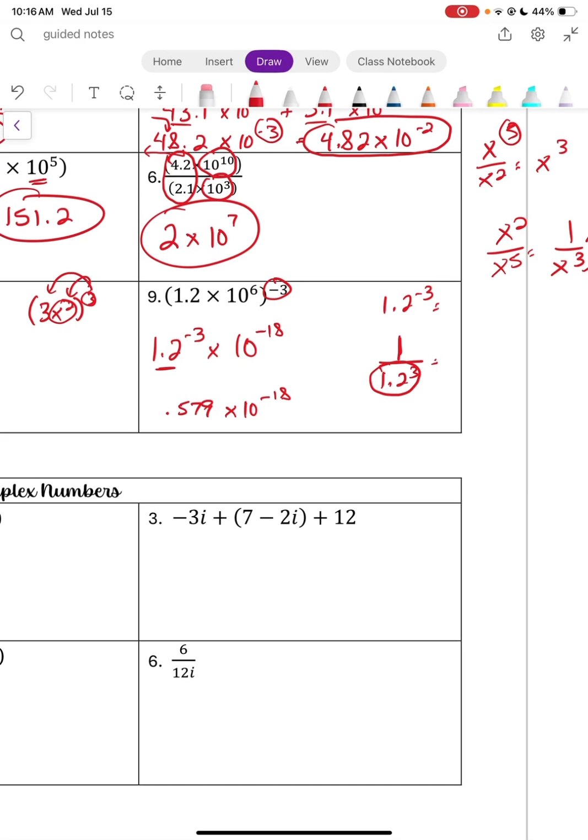So again, let's go through the process. Times 10 to the negative 18 says move your decimal left 18. If I put it where I want it to, now to get it to the right spot, I have to move it left 19. So 5.79 times 10 to the negative 19th power. There's your final answer.